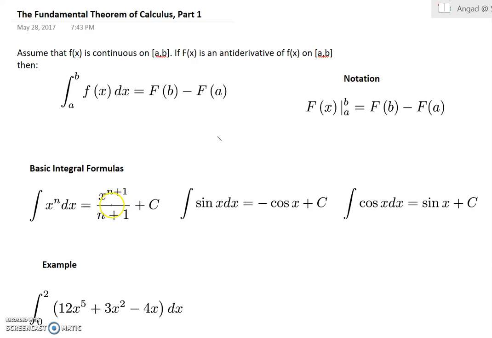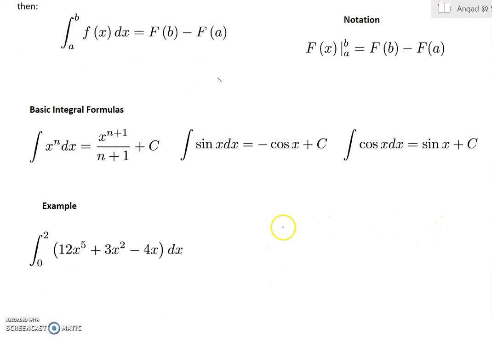So this is a pretty common formula, and it's one that you use very often, and it's one that we'll use in our example problem down here. Next, we have the integral of sine x, which equals negative cos x plus c. And finally, we have the integral of cos x, which equals sine x plus c. So these formulas will help us with many of our problems.